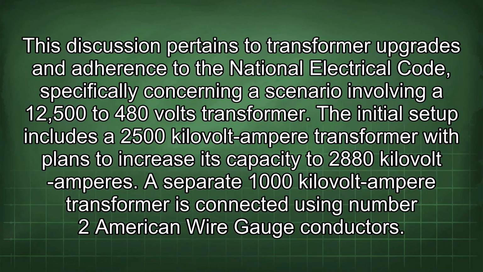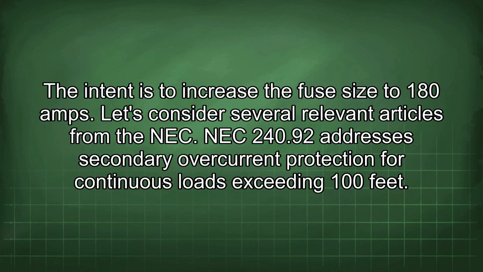This discussion pertains to transformer upgrades and adherence to the National Electrical Code, specifically concerning a scenario involving a 12,500 to 480 volts transformer. The initial setup includes a 2500 kVA transformer with plans to increase its capacity to 2880 kVA. A separate 1000 kVA transformer is connected using number 2 American wire gauge conductors. The intent is to increase the fuse size to 180 amps.